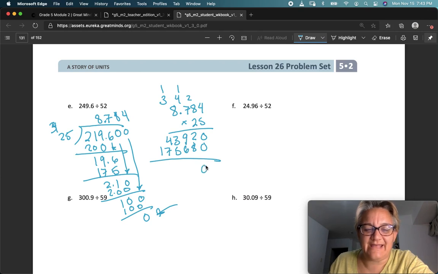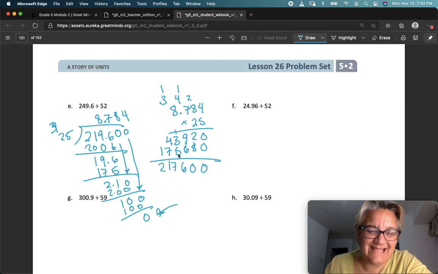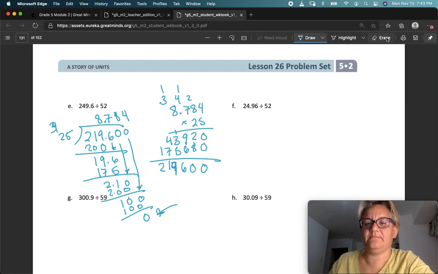And then add. 8, 6, 7, 8, 9. 7, 8, 9, 10, 11. Wait a minute. Sorry, I added wrong. 16, carry the 1, is 6, 7, 8, 9, that's 9. And then there we go. Okay, this number was wrong.